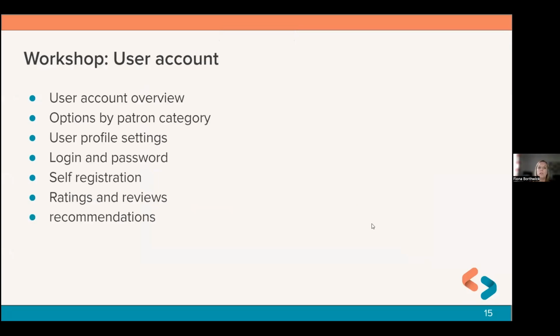Final workshop we run is on the user account. So this is where you get an overview into all the different patron account functionality that's available, and you can decide what features you want to enable and such like as well. So it's just a complete overview of everything that you see on the page there.